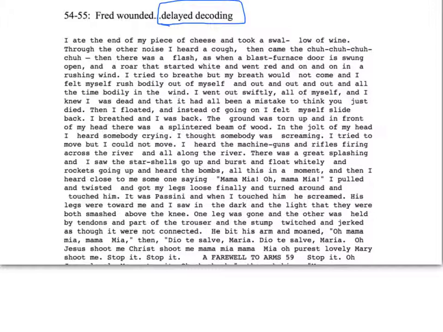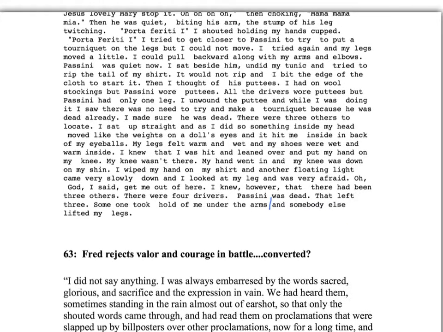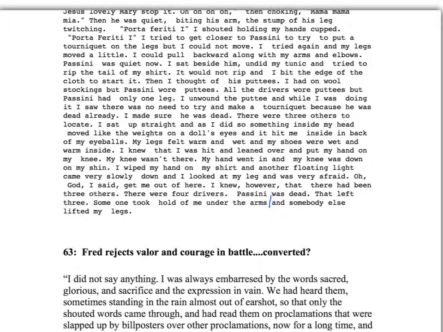It was Pacini. When I touched him, he screamed. His legs were toward me, and I saw in the dark and the light that they were both smashed above the knee. One leg was gone, the other was held by tendons, and part of the trouser and the stump twitched and jerked as though it were not connected. He bit his arm and moaned, "Oh, mamma mia, Dio te salva Maria, Dio te salva Maria, oh, Jesus, shoot me, mamma mia, oh, purest, lovely Mary, shoot me, stop it." And then choking, "mamma mia," then he was quiet, biting his arm, the stump of his leg twitching.